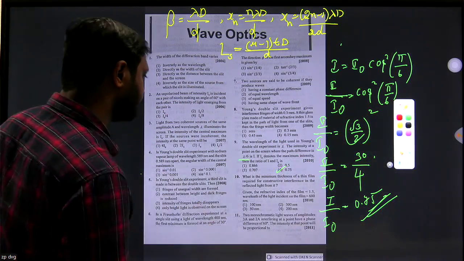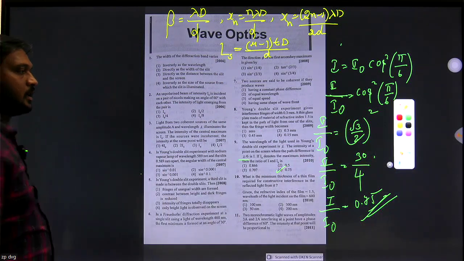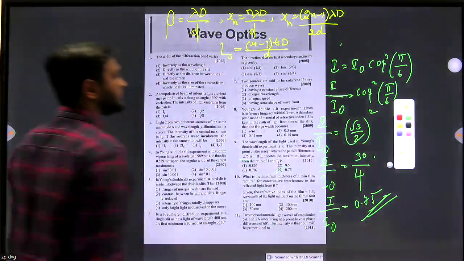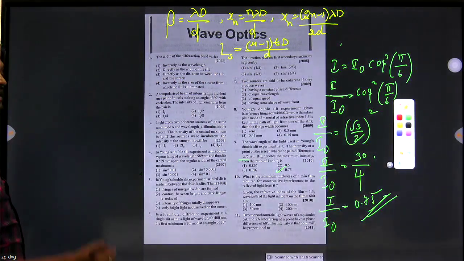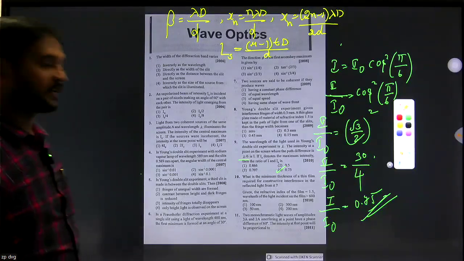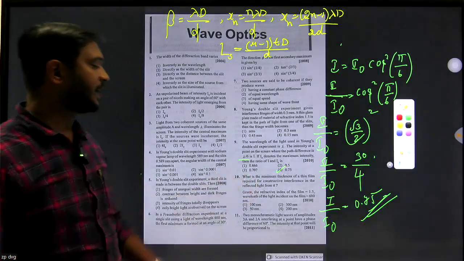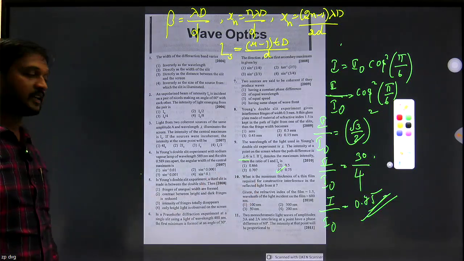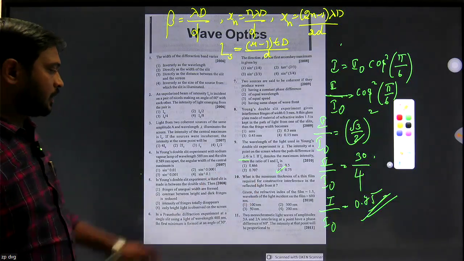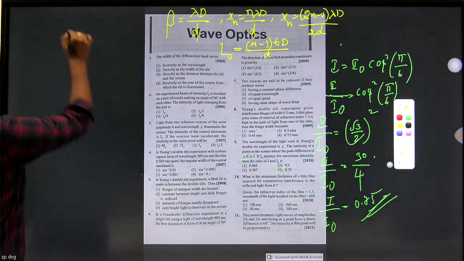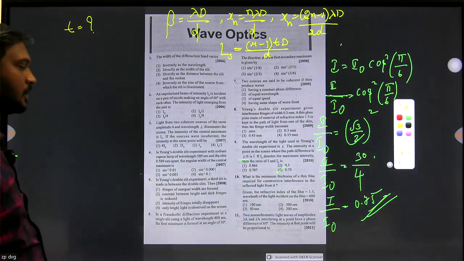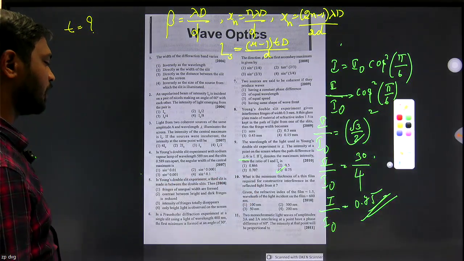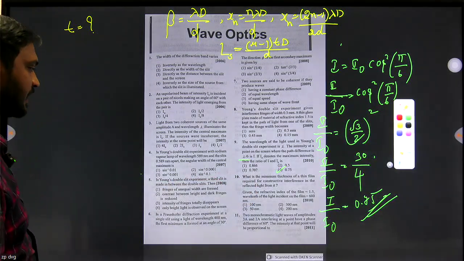Question number 10. What is the minimum thickness of a thin film required for constructive interference in the reflected light from it? We have to calculate t, the minimum thickness required for constructive interference in the reflected light from it.